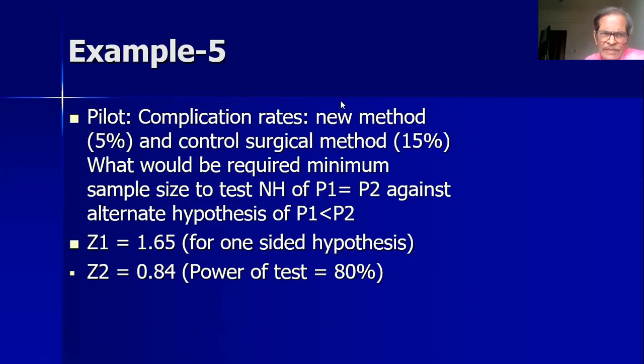So the pilot study was conducted and it was found that it is 5%, that is less in the new study design. So what would be the required minimum sample size to test the null hypothesis P1 is equal to P2 against an alternate hypothesis of P1 is less than P2? So here the hypothesis is one-sided. Here the hypothesis is not two-sided, it is one-sided, and it is 95% confident. So 1.65 is the Z value. If it would have been two-sided, then this would have been 1.96. And Z2, because the power of the test is 80%, the Z value associated with the corresponding beta value, is 0.84.